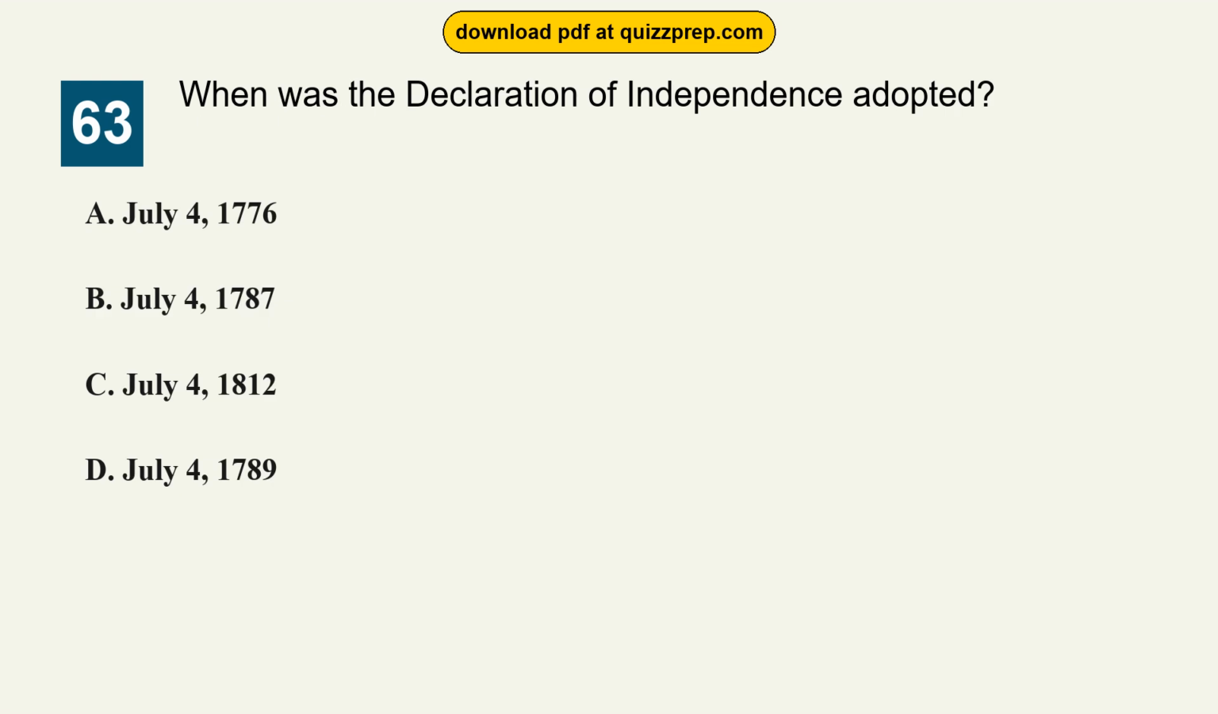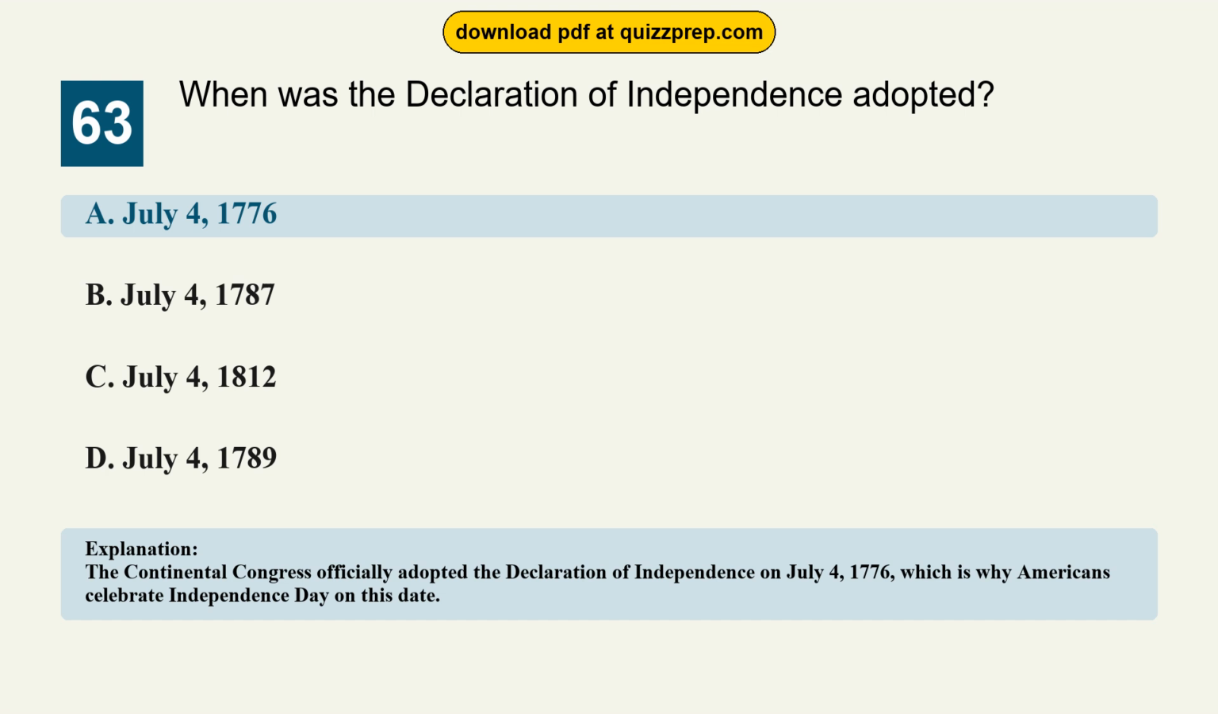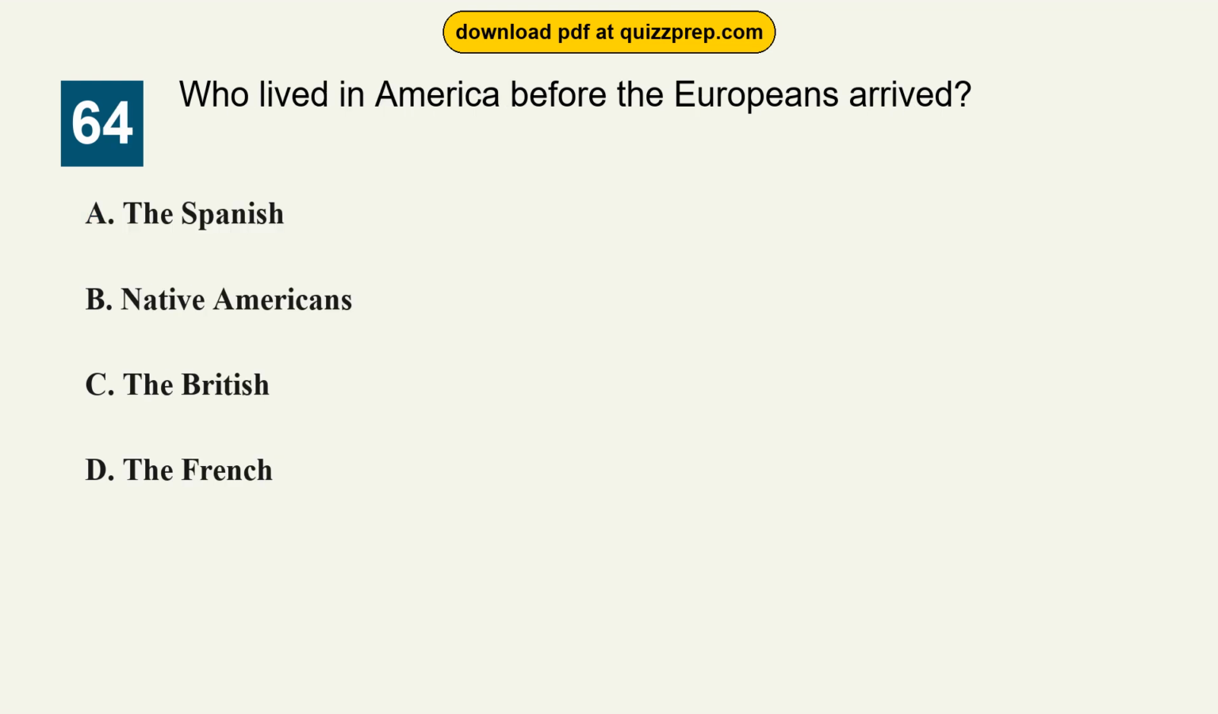Question 63. When was the Declaration of Independence adopted? Option A, July 4, 1776. Option B, July 4, 1787. Option C, July 4, 1812. Option D, July 4, 1789. The correct answer is option A, July 4, 1776. The Continental Congress officially adopted the Declaration of Independence on July 4, 1776, which is why Americans celebrate Independence Day on this date.